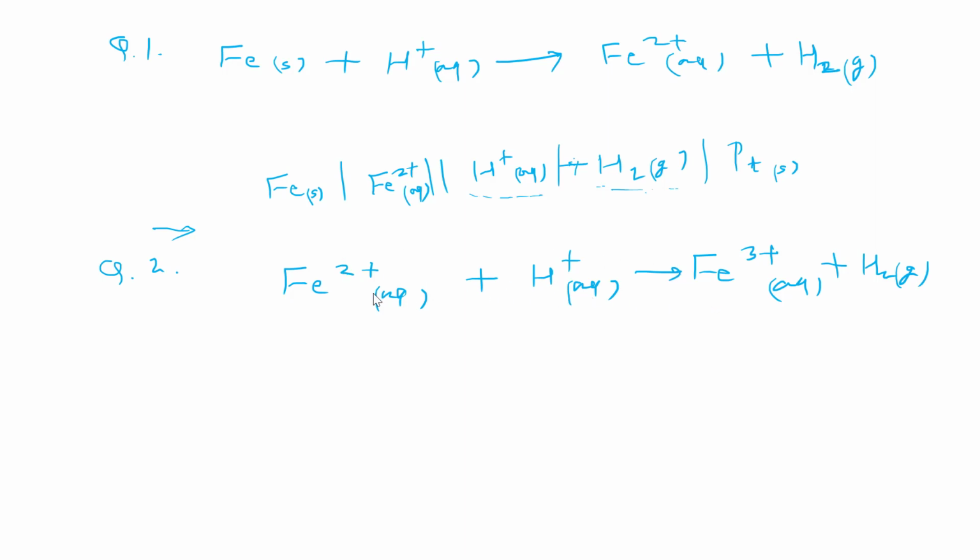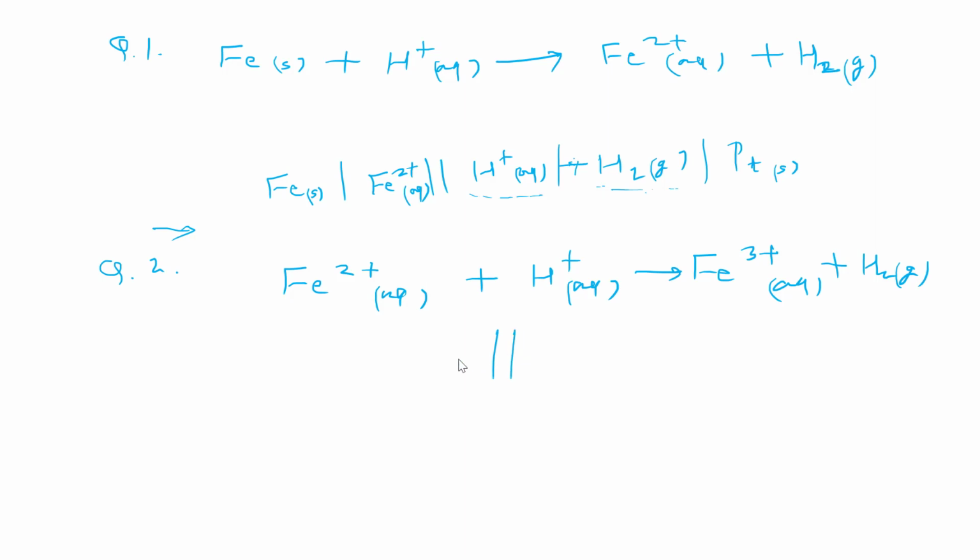No one species is solid here, so we cannot form the anode with the help of any aqueous or gaseous species. So again we are using a platinum metal rod as the representative electrode. Okay, and one more thing we have to discuss here.